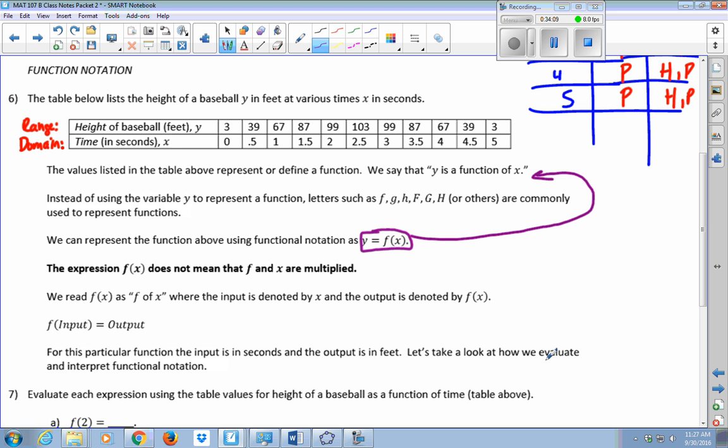Now, how could I now write this with our function notation? How could I now write this with our function notation? What would it look like? What would that ordered pair look like?